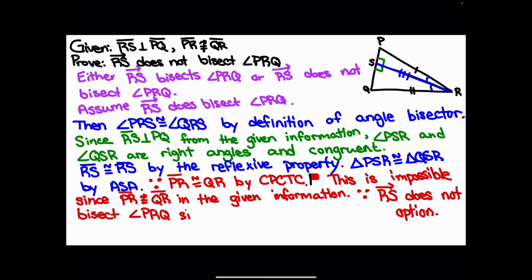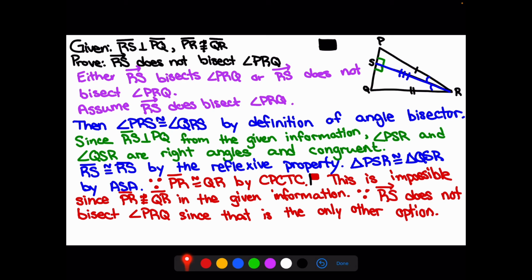So therefore, RS does not bisect angle PRQ, since that is the only other option available. Because again, our assumption was false, we need to go back and say, since our assumption is false, the only other option must be true. The only other option is that RS does not bisect angle PRQ. And with that, this proof is complete.